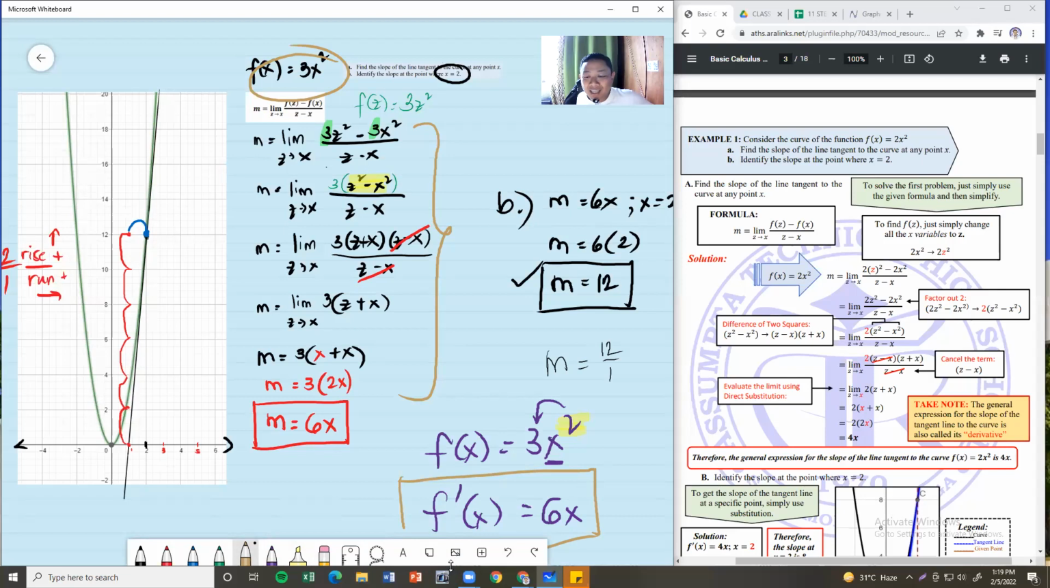Show me a reaction if you love that derivative process. That's it. Finish. Okay. Got it? It's that simple. Okay, that's derivative. So what do you want: finding the slope using limits or using derivatives? Type your answer in the chat box, please. Very good. Thank you. Yes. Derivatives is easier.